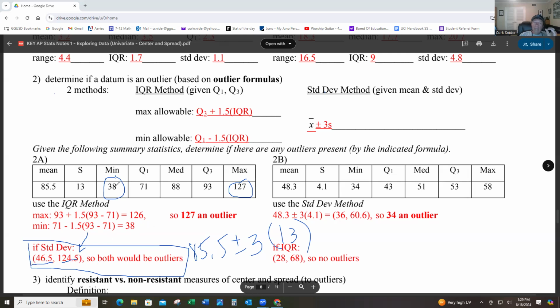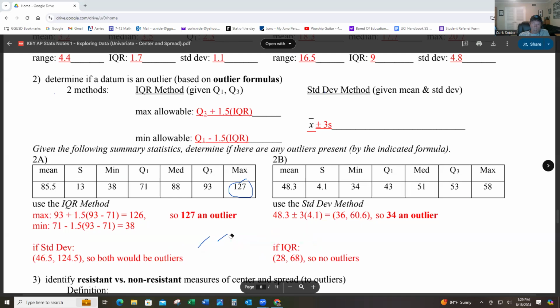So don't just say the minimum and maximum are outliers. Say there's at least two outliers. Kids miss that on the AP test and they get partial credit. You definitely don't want that. Okay, let me erase this.